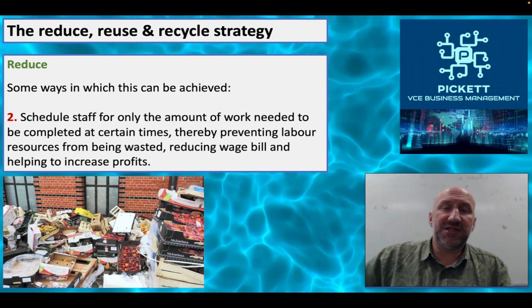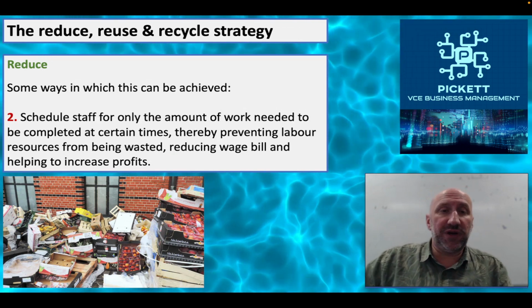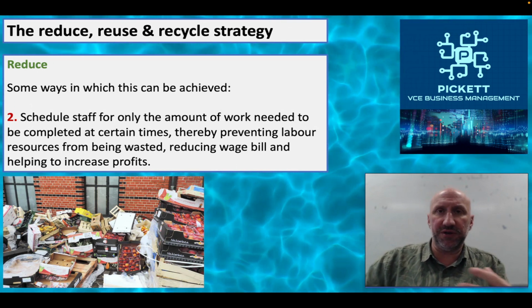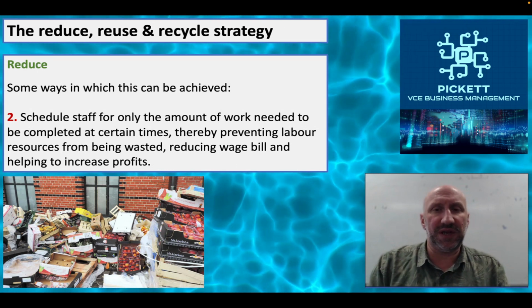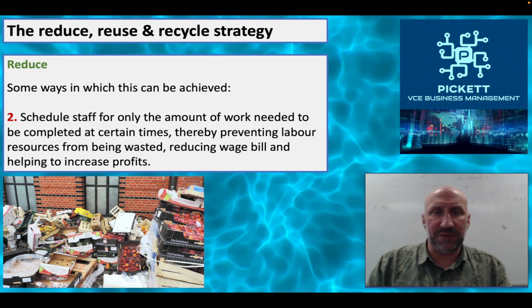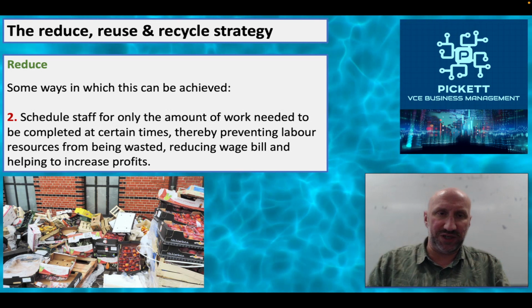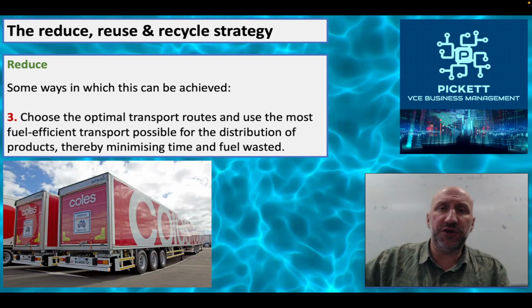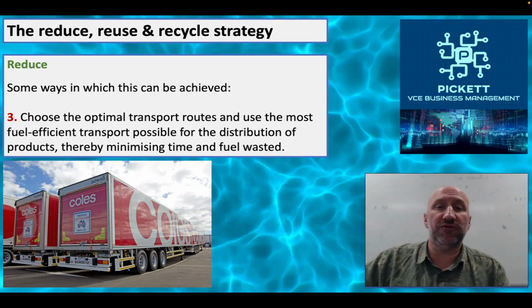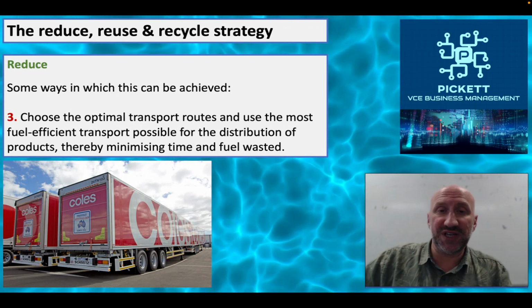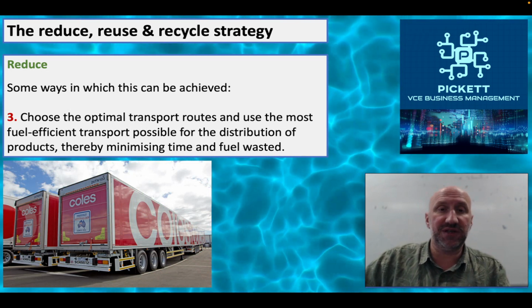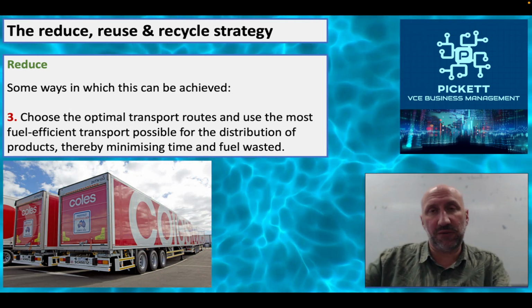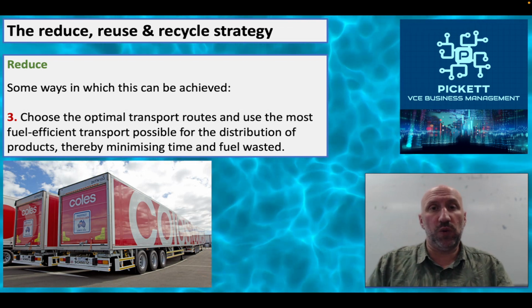Second way, scheduling staff on for only the amount of work needed to be completed at certain times. I've just been through that, my Macca's example, and some of you will have experienced this in your workplaces as well. Prevents labour resources being wasted, reduces the wage bill, therefore increasing profits. So no-brainer there. A third one, choosing the optimal transport routes and using the most fuel-efficient transport possible for the distribution of products, thereby minimising time for the product to get where it needs to get, but also fuel wasted as well.